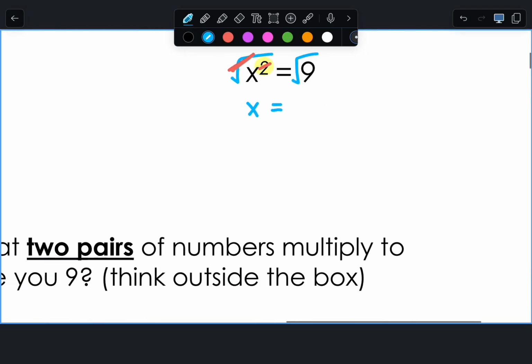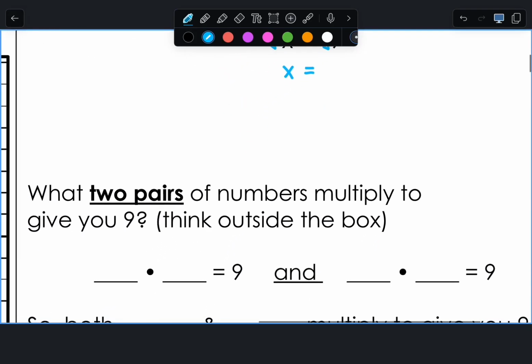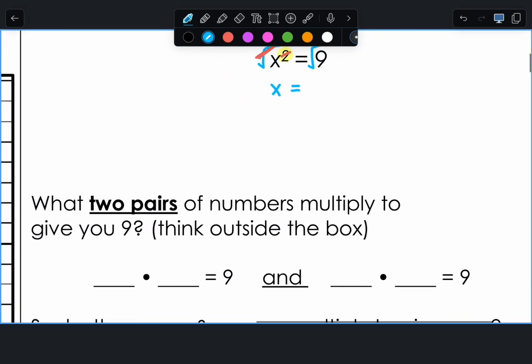Let's think about this. What two pairs of numbers multiply to give you 9? We know that 3 times 3 is 9, but what else? What other number can you multiply times itself to give you 9? One other number times itself can you multiply to get 9? Probably like a decimal.